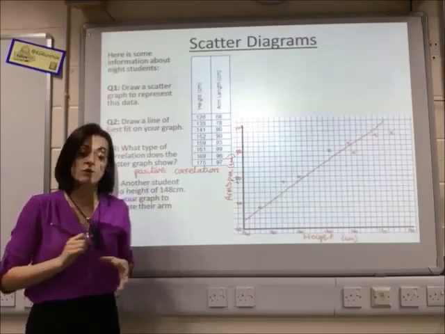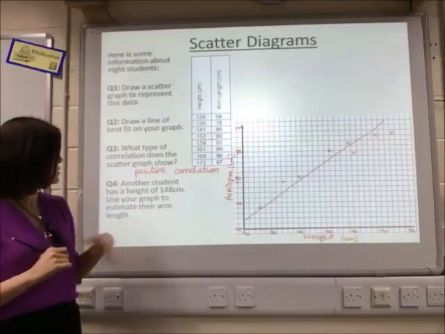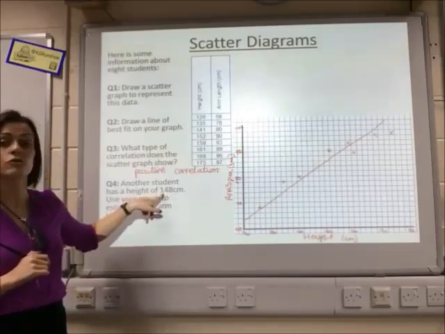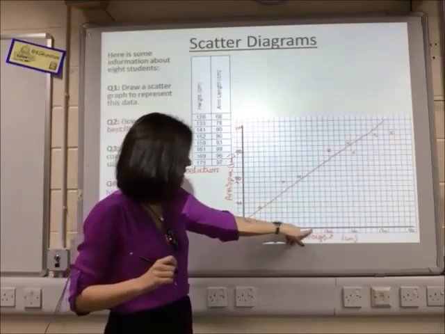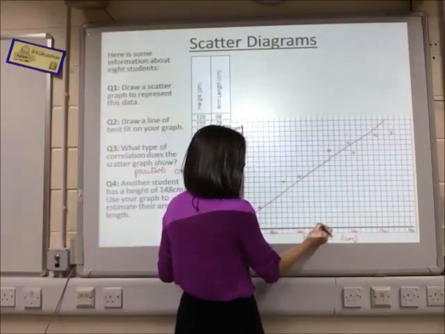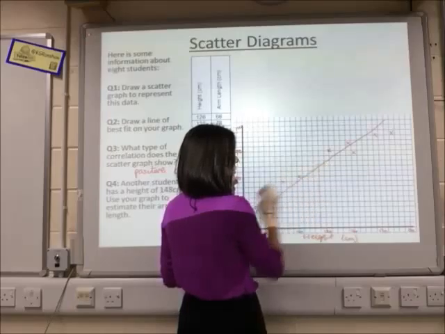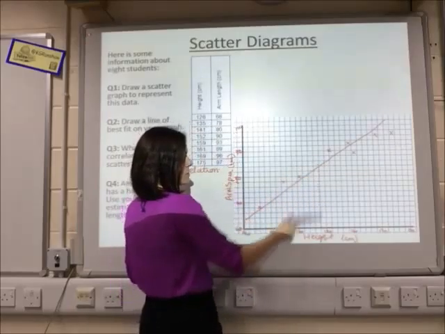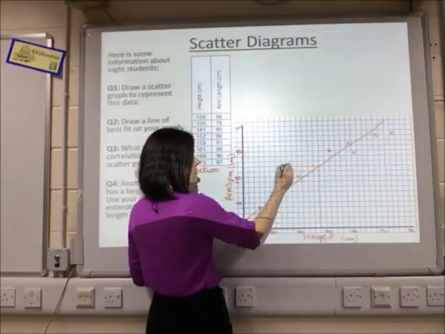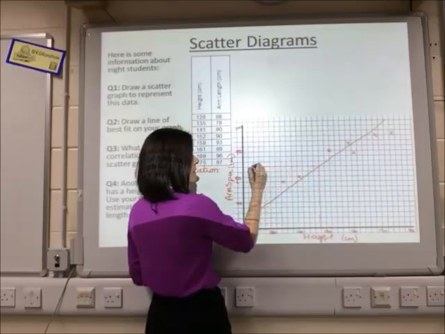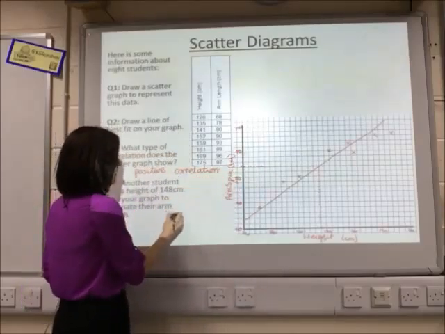And finally, once you have drawn in your line of best fit, you can use it to do some estimates. So my student, our other student, is 148 centimetres. So if I go across to 148, I can draw a little dotted line, and you should show on your graph how you got this estimate. So I can draw a little line going up there till it touches my line of best fit, make it go across back to the graph again. And I reckon that's about 80, 82, 84 centimetres.